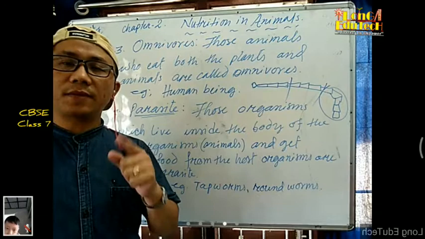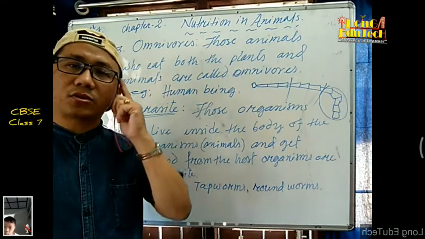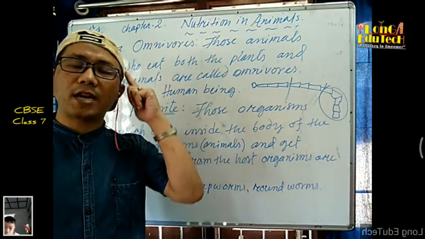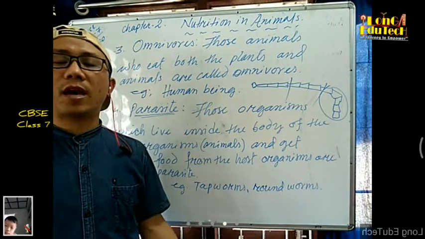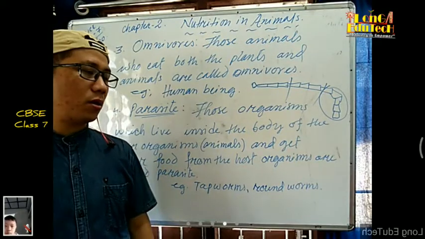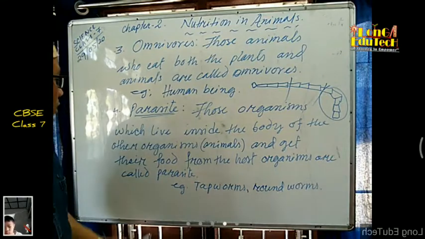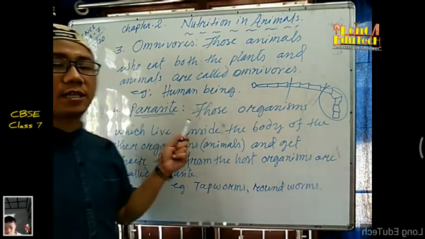If they live in the body of the animal, and if they come to the brain of that animal, then the person will die. So that's one. This is the one called the parasite.